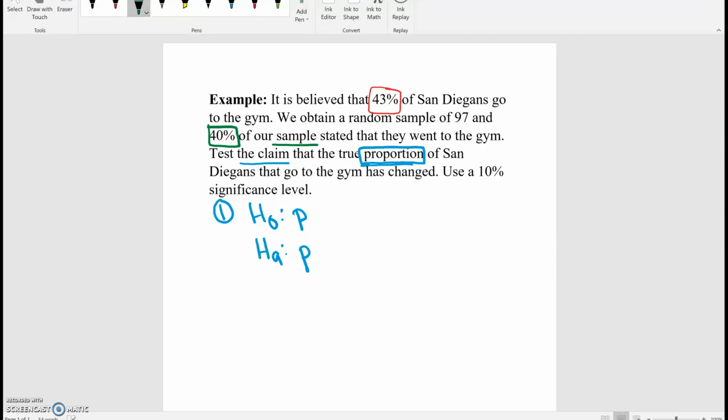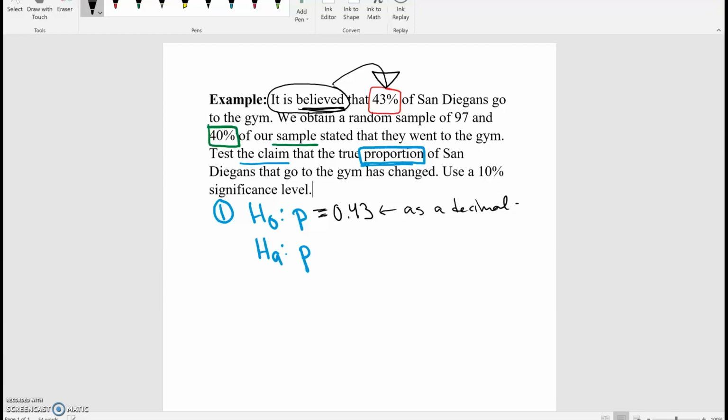Whenever you see the words it is believed or it is claimed or anything like that, that is what's going to be our P. This lets me know that my P is coming up, so this is not going to be my P. It is believed that in the beginning it is 0.43. This is what we think in the very beginning. Make sure that you write it as a decimal, and remember that it's always going to be equal to.